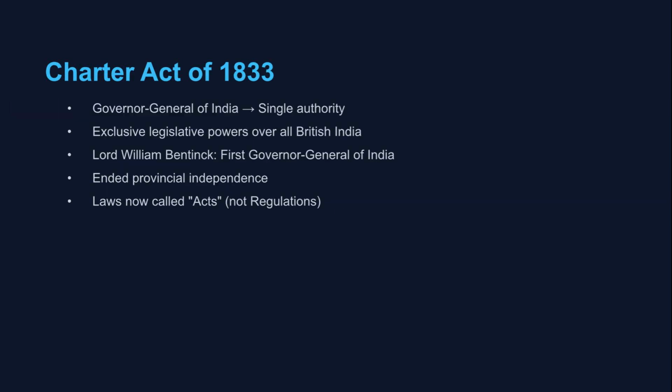The Charter Act of 1833 was transformative and marked the final step towards complete centralization under company rule. The Governor of Bengal was elevated to the status of Governor-General of India, no longer regional, but national in scope. Lord William Bentinck became the first Governor-General of India. This act granted the Governor-General exclusive legislative powers over the entire British India. Previously, different presidencies had some independent authority. Now, a single authority, the Governor-General, held all legislative power.